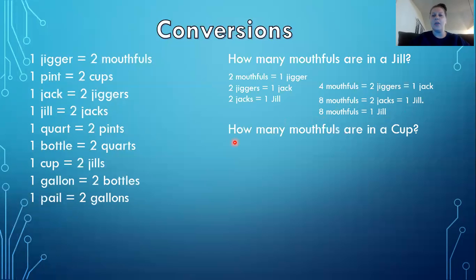Now next we want to know how many mouthfuls are in a cup. We already know that 8 mouthfuls are in 1 jill, and there are 2 jills in 1 cup. So we're going to double it. We have 8 mouthfuls times 2, that makes 16 mouthfuls, which is 2 jills, and there are 2 jills in a cup, so we have 16 mouthfuls in 1 cup.